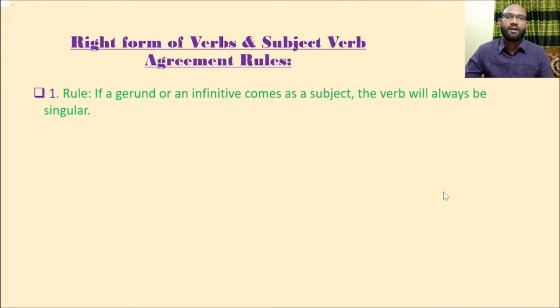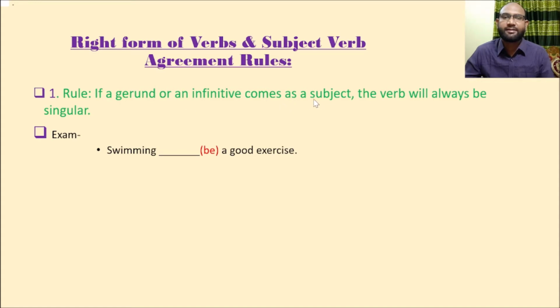You are looking, I have written a rule here. Please write down on your khata. Rule number 1. If a gerund or an infinitive comes as a subject, the verb will always be singular. Okay, now I will give some examples. Here, look at this. If a gerund or an infinitive comes as a subject, the verb will always be singular.